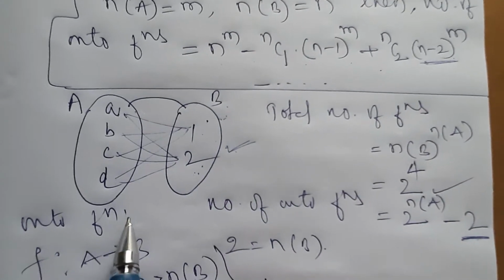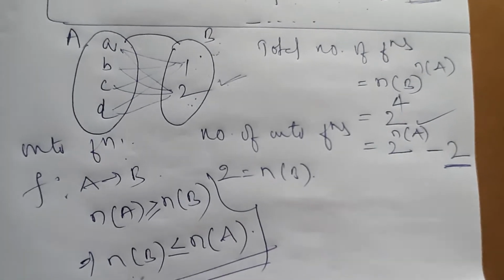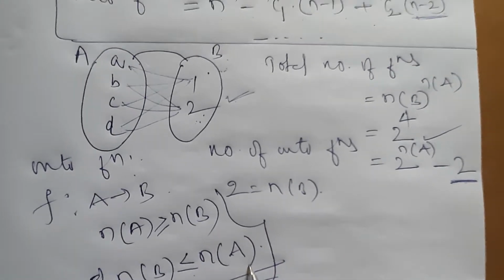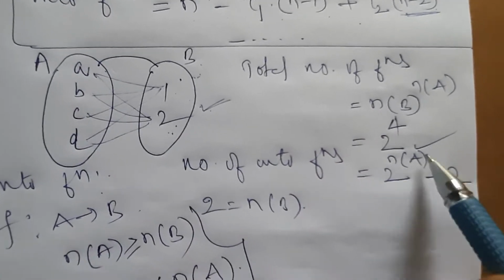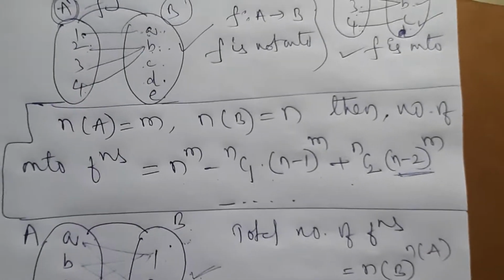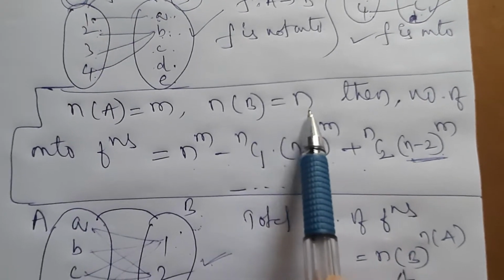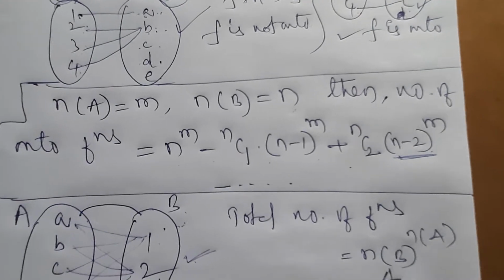So for an onto function, the first condition is nothing but this one only: n(B) less than or equal to n(A). And if n(B) contains two elements, in that case 2^n(A) - 2 is the number of onto functions. If the set B contains more than two elements, then this is the formula we have to apply. Now today in this class I will explain the derivation for the number of onto functions.